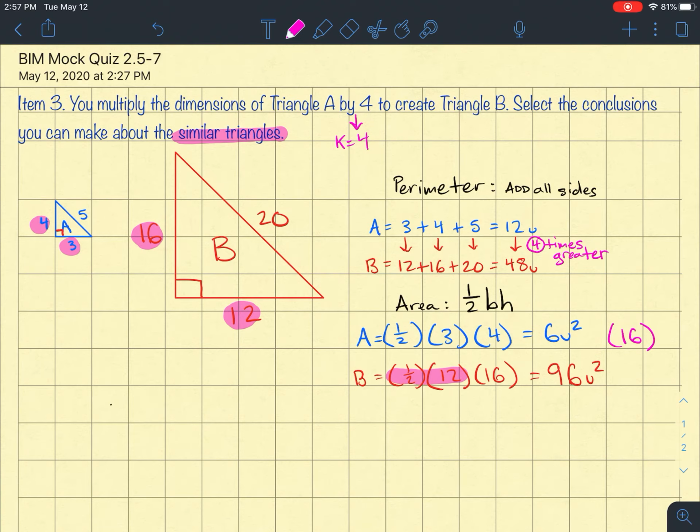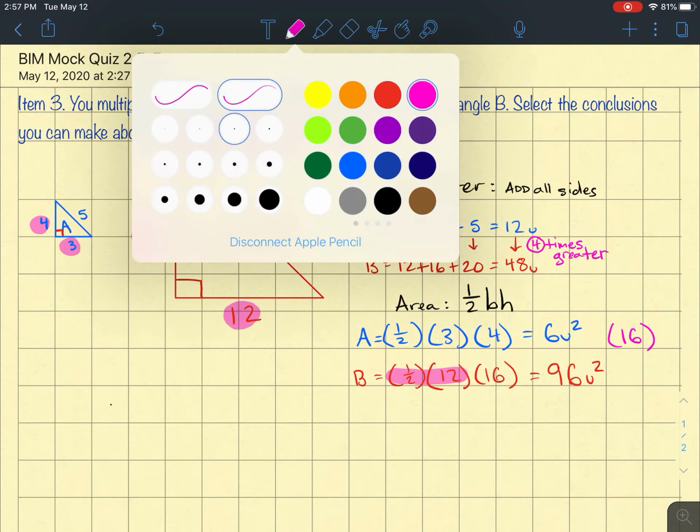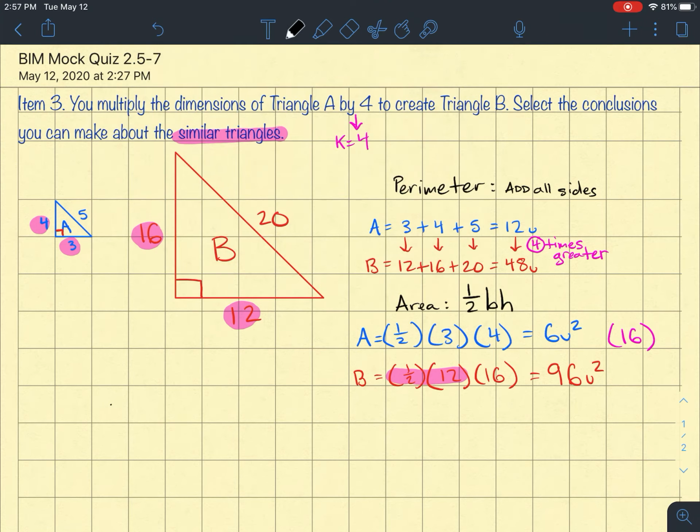So why is it 6 times 16? Why is it 16 and not 4, like the scale factor shows up here? Well, because remember, when you're working with area, the units are squared. So that means you take the scale factor, right? You take the scale factor and you square that as well. And that's how you end up with the 16.